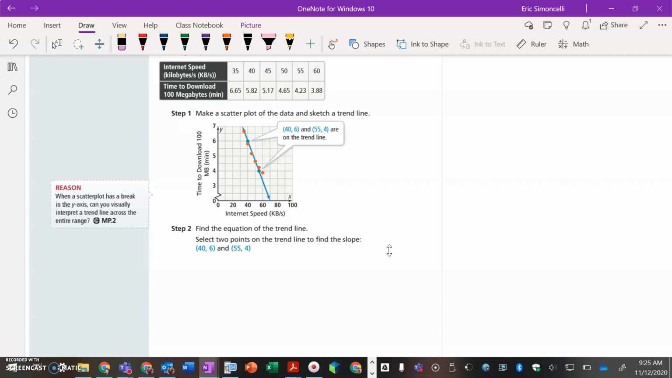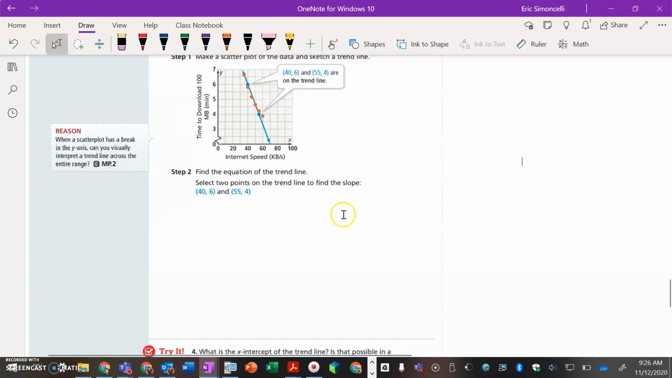Now, they are rounding. I will argue that rounding is not ideal. I will argue that on this problem, that's fine, but when you do this on your own, it's probably better practice to actually use, instead of 6, 5.82, and instead of 4, 4.23. They're getting away with that here, but that's okay. The slope, again, if you do the math, y2 minus y1 over x2 minus x1, so 6 minus 4 divided by 40 minus 55, you get a slope of about negative 0.13.